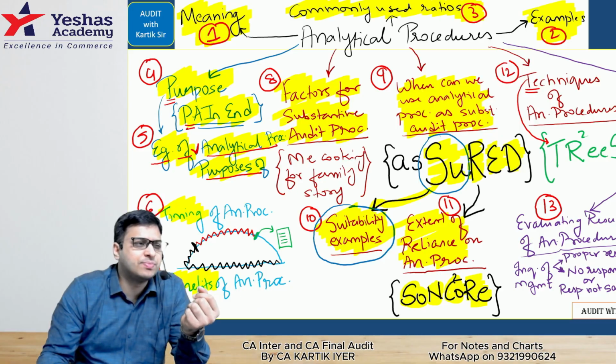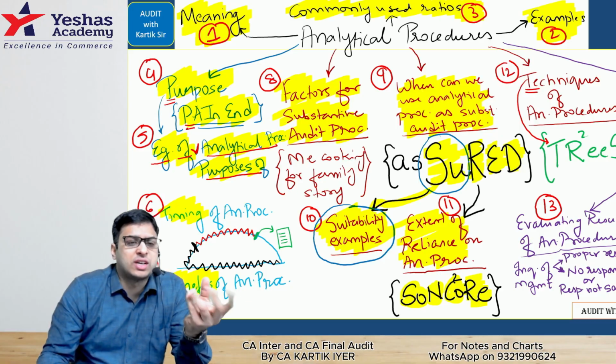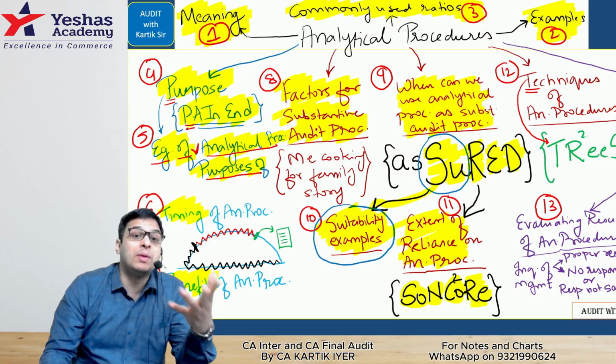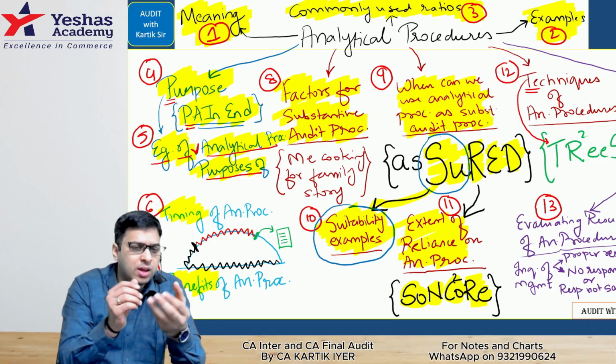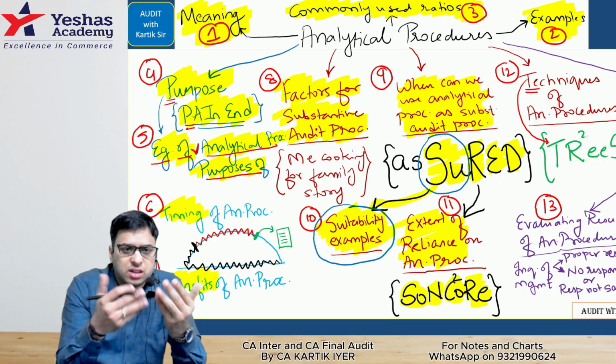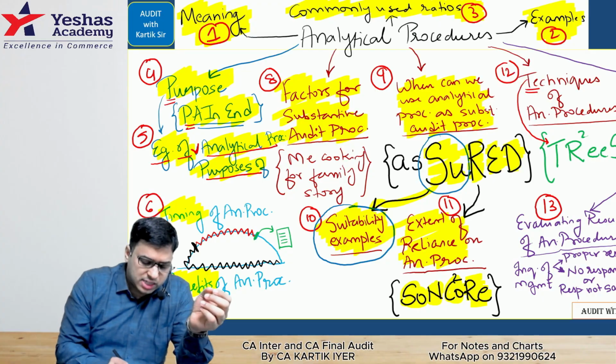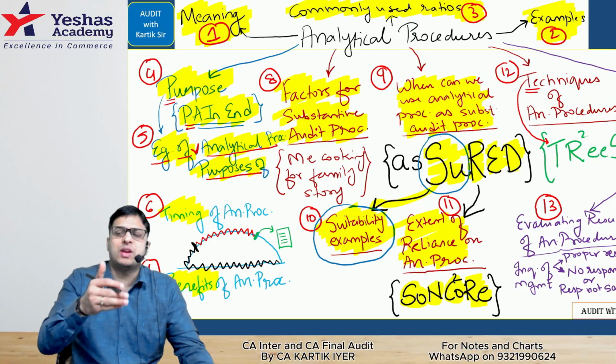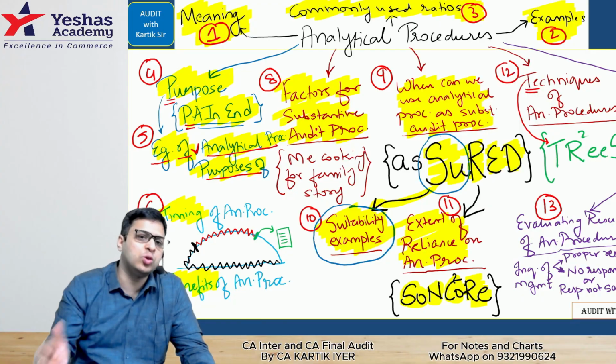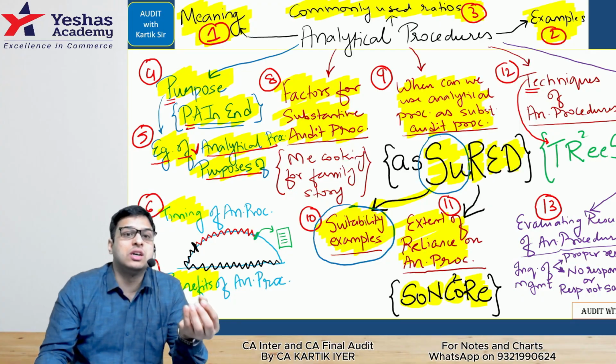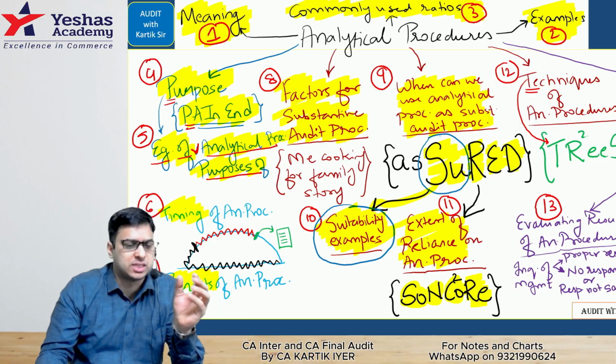Next is nature of the transaction. Nature means, is it given verbally? Is it given in documented form? That will affect my judgment about the reliability. Next is comparability. If I'm able to compare with the industry data, then it will be easier for me to do the checking. Next is your control over preparation.